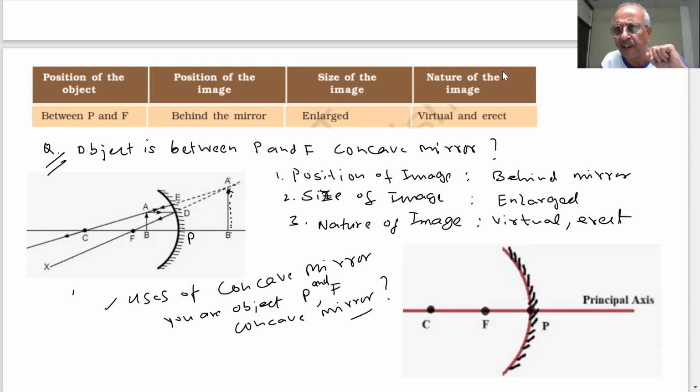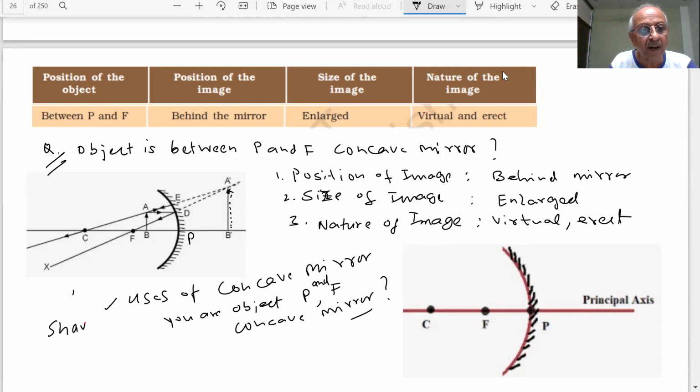You have seen cosmetics. What happens? You want to see your face very clearly. Those girls are putting on lipstick or something. What type of mirror is that, so that they see a bigger face inside the mirror? What will be that mirror? Tell me.